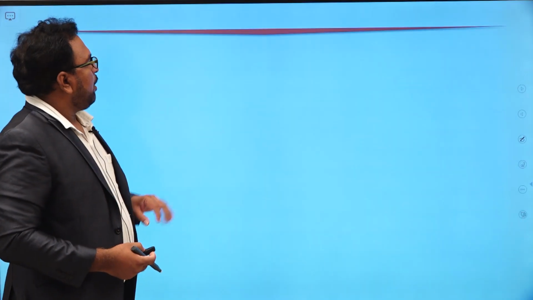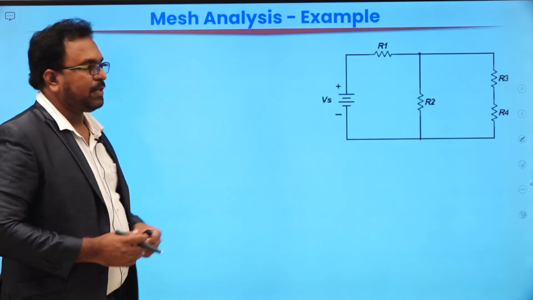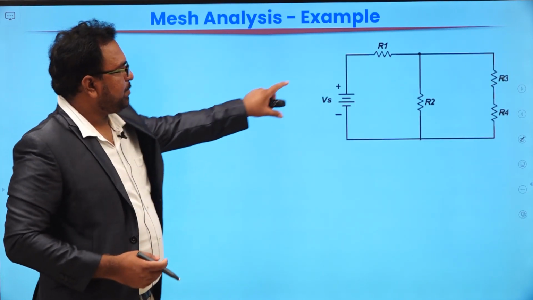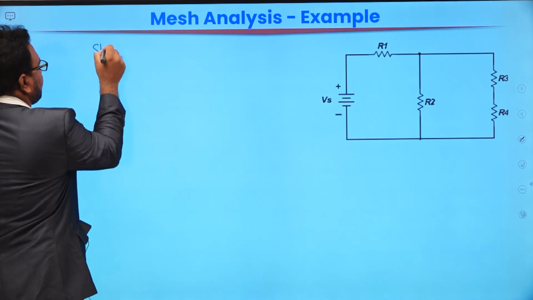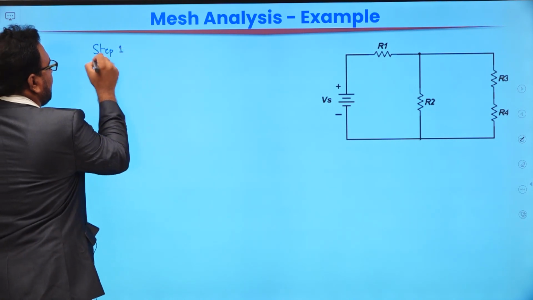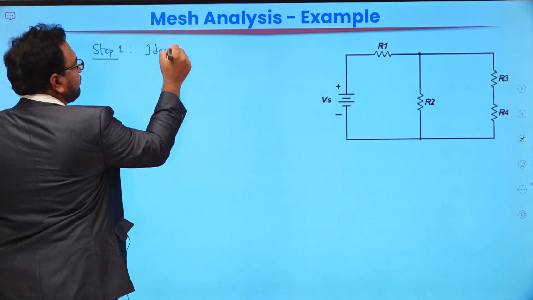Okay. Let's do one example now. With this example, you will be clear about mesh analysis. Consider a circuit like this. I have given a simple circuit here. Now what? Step 1 is nothing but identify the meshes.